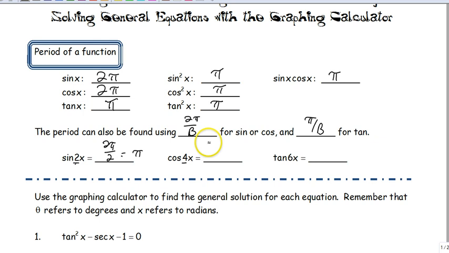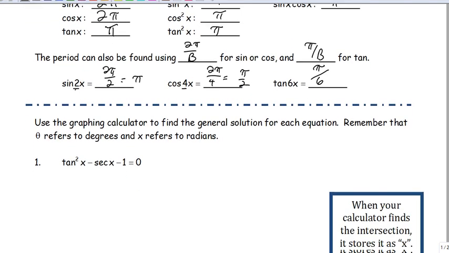Cosine of 4x normally has a period of 2 pi, but we're dividing by the frequency of 4. The period of this will be pi over 2. Again, you can look at your calculator. 6x for tangent of 6x. Normally the period is pi for tangent. If I divide by the frequency, then the new period is pi over 6. Okay, that's just a little bit to work with here.